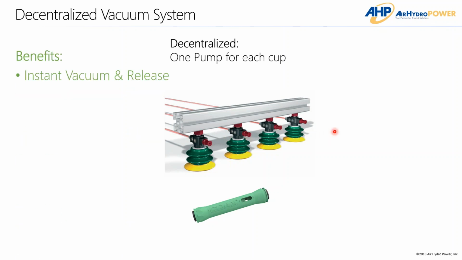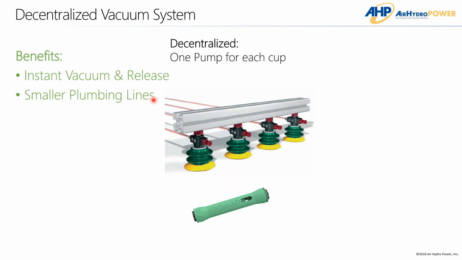Here we go, going through some benefits. Instant vacuum and release. As before in the centralized, where we had to go through the plumbing, here the vacuum pump is directly on that cup, or even for these inlines, they're usually very close in proximity to the cup. So you just get much faster vacuum evacuation and release.